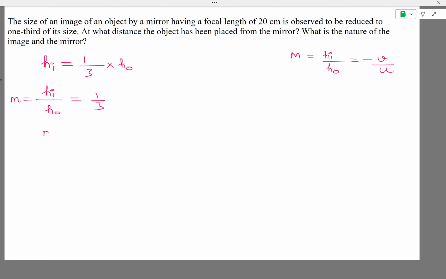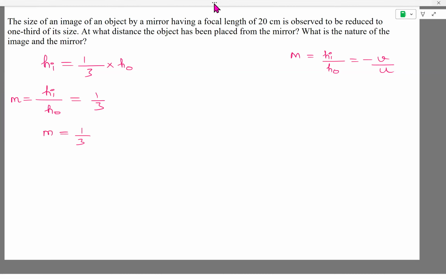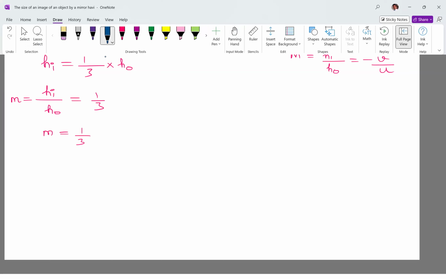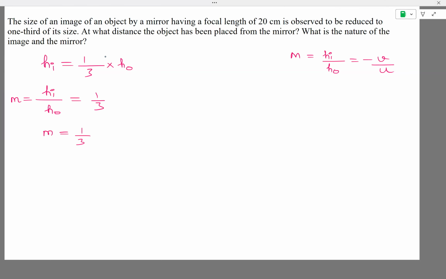Now, during the classes, I have told that magnification has got magnitude as well as a sign. We know the magnitude is 1/3. But what about the sign? I have already told that the sign of magnification depends on the nature of the image which is formed. If the image is real inverted, then magnification will become negative. If the image is virtual erect, magnification will be positive.